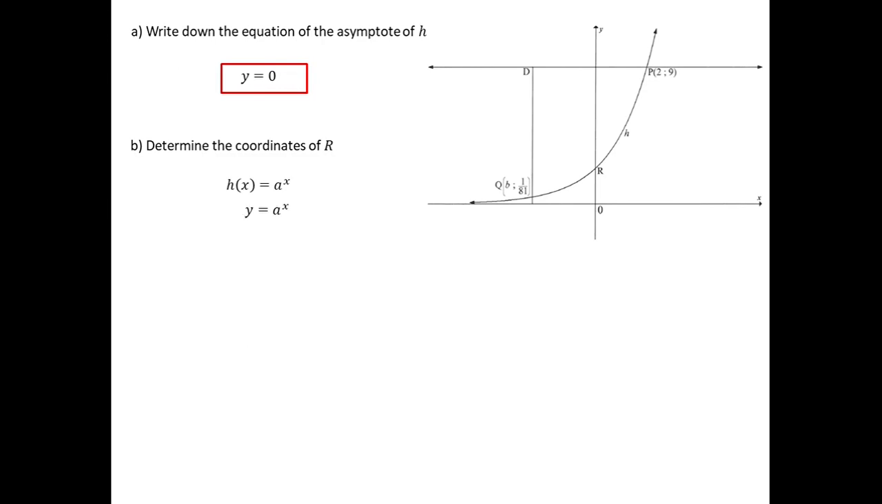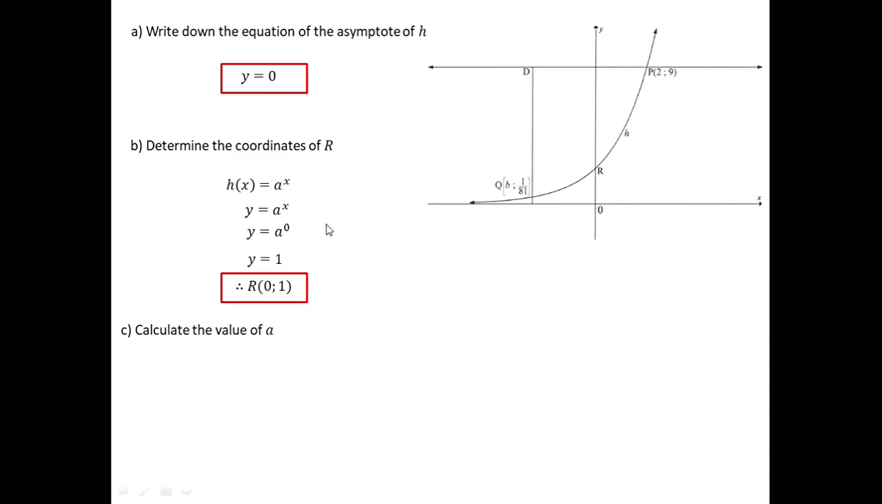So there's the equation. There it is in its standard form. To find the y-intercept, we let the x equal 0. And it doesn't actually matter that we don't know what a is, because anything to the power 0 is 1. So the y-intercept is 1. Now let's be careful. The question says determine the coordinates of R. So we need to put it in coordinate form. There it is. R is (0; 1).